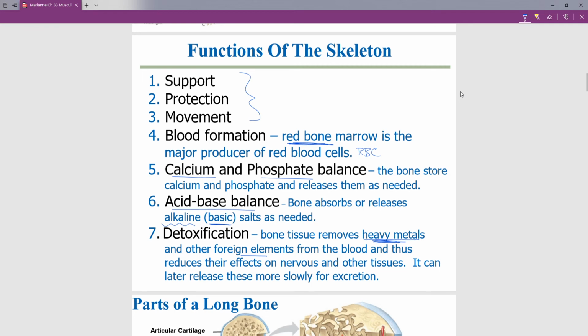And so basically, your body can store heavy metals, maybe mercury or lead, in your bones and then release them so that they don't have a massive effect on your nervous system or other tissues. And then your body can basically excrete those really toxic things. It's a really cool, hopefully not common function of your skeleton.